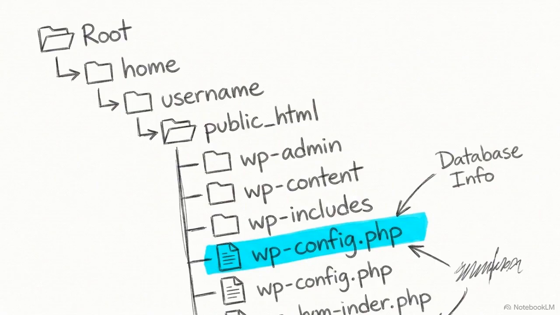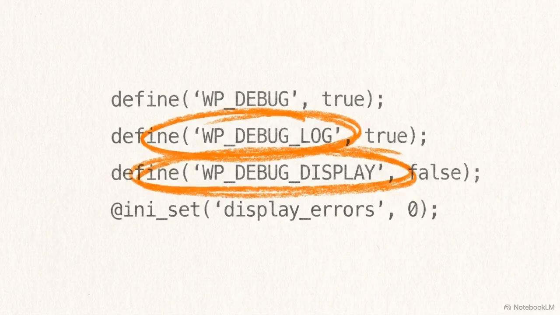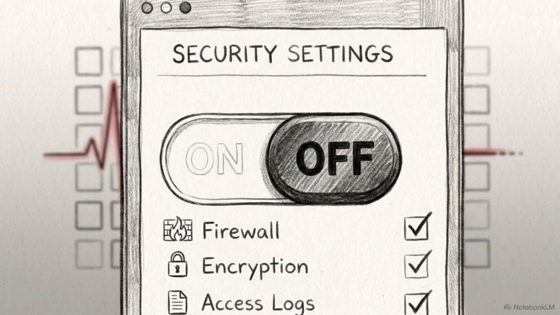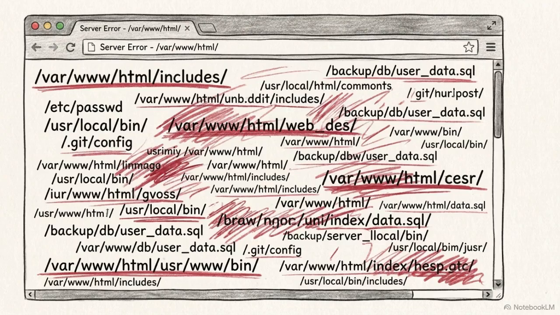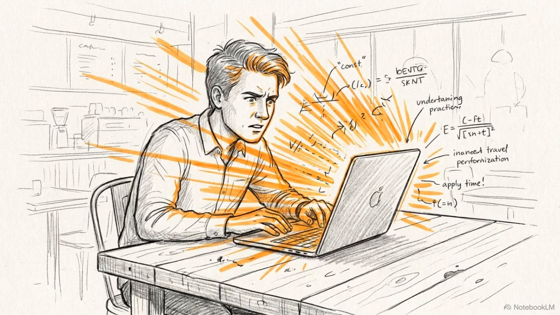In the File Manager, locate the wp-config.php file in your site's root directory. We will modify this file to force WordPress to record its own errors. Set WP_DEBUG_LOG to true and ensure WP_DEBUG_DISPLAY is set to false. Setting display to false is a mandatory security measure. Activating the display mode would leak sensitive server paths and configuration details to any visitor on the web.